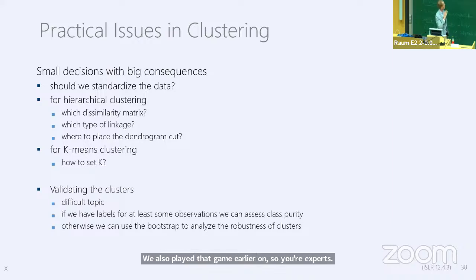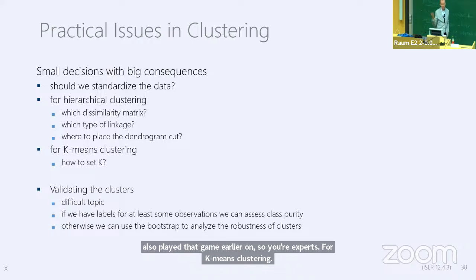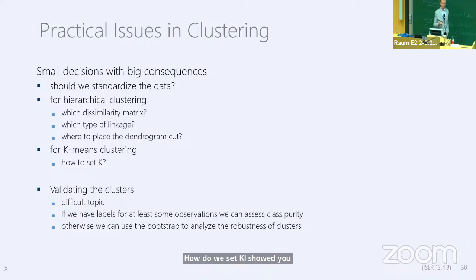For k-means clustering, how do we set k? I showed you the elbow method, and there are different, more advanced ways of approaching this. It is a bit of a black art. Validating the clusters I would need, at the very least, a complete lecture. So I'm going to do here what all machine learners do: we're going to ask the expert.